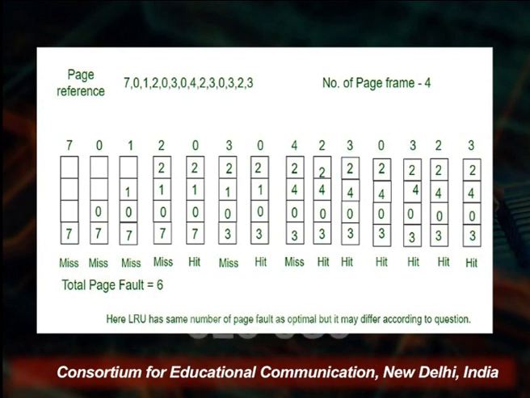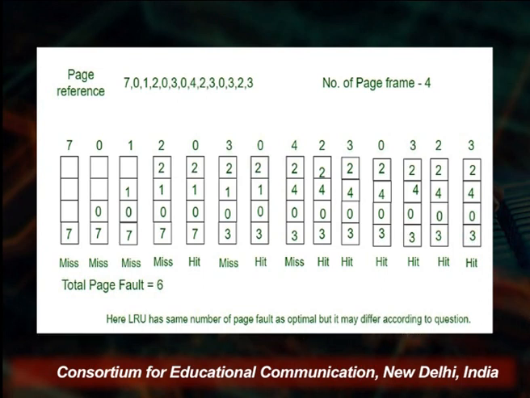Then we have a 2, it is a hit. Then we have 3, again a hit, and 0, 3, 2, 3, all these are resulting in hits. So, what is happening here? If we count the total page faults, the total page fault is 6. So, yes, that was the kind of performance which we were looking for.